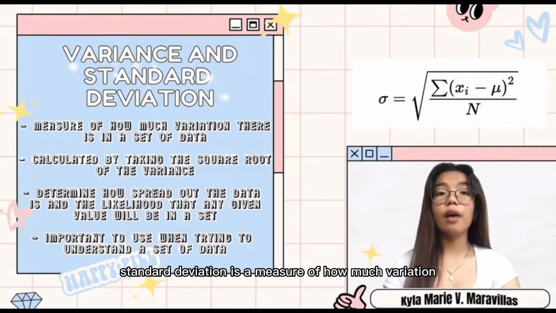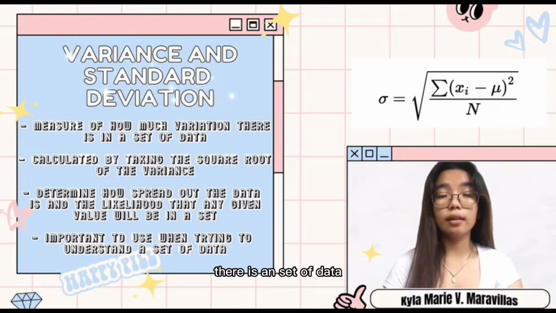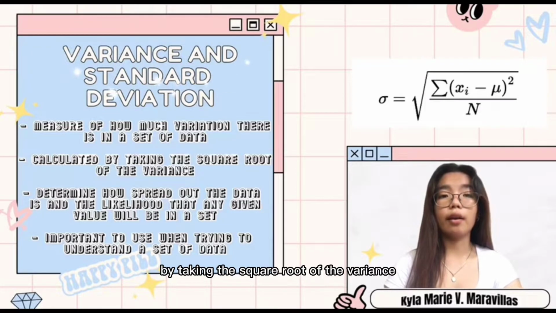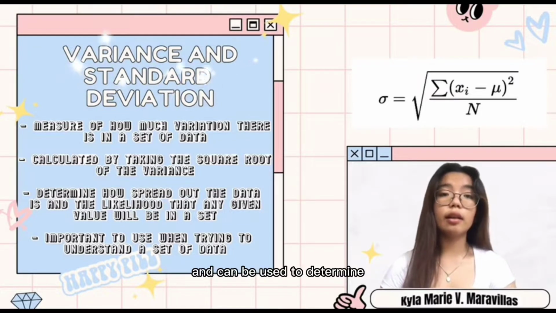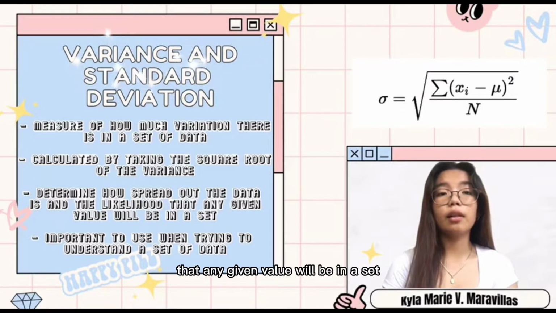Standard deviation is a measure of how much variation there is in a set of data. It is calculated by taking the square root of the variance. It tells us how spread out the data is and can be used to determine the likelihood that any given value will be in a set.